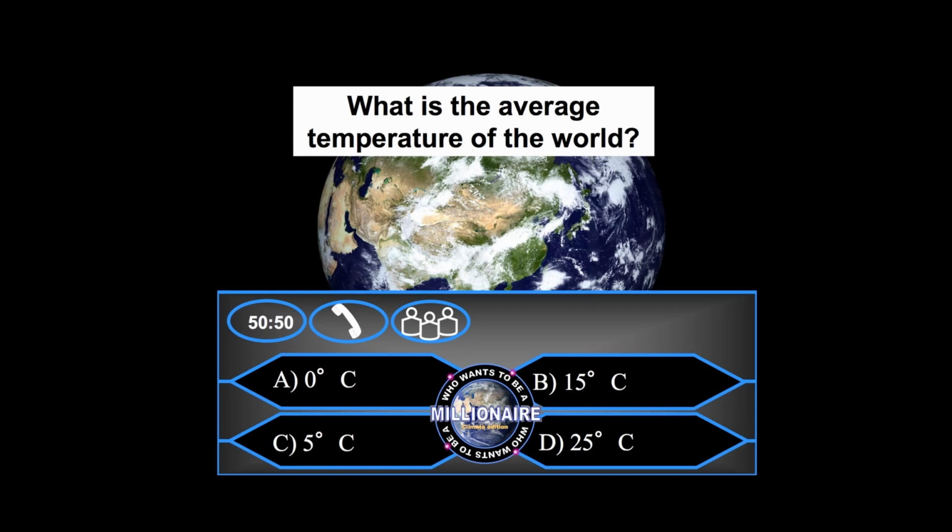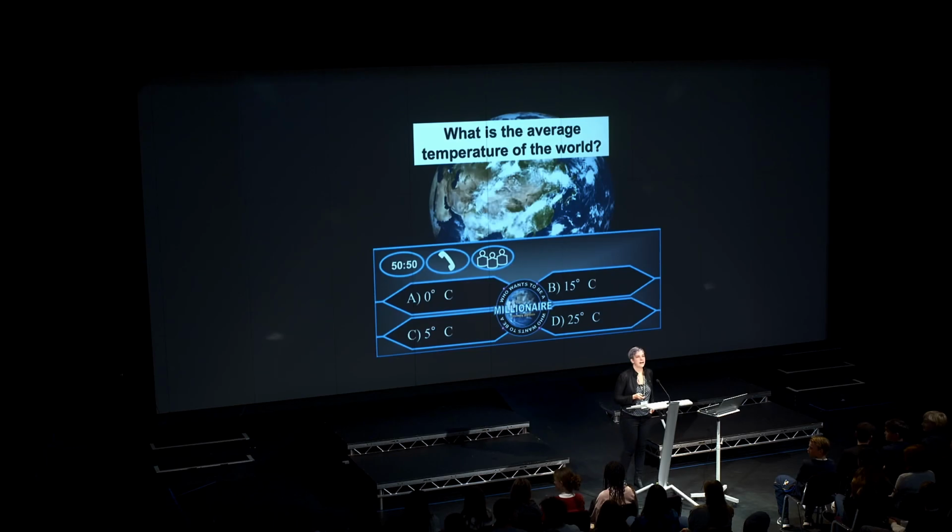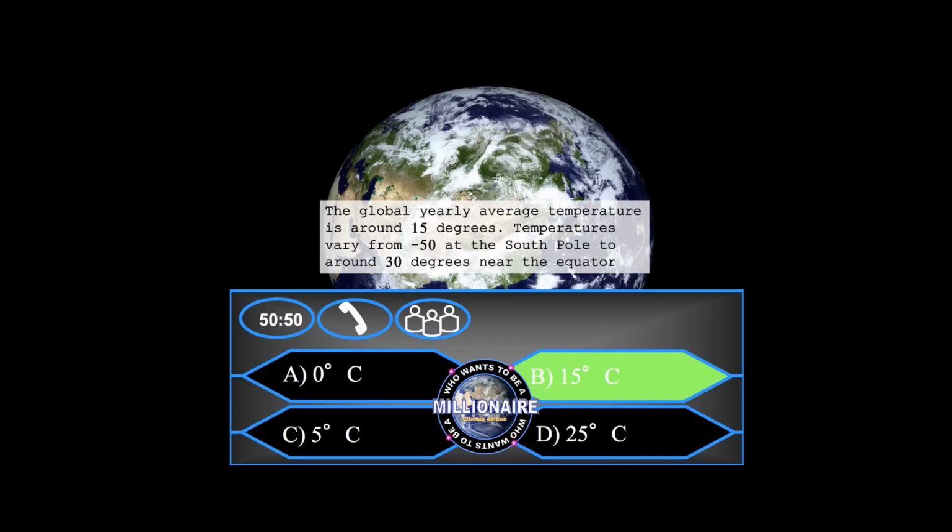So let's say hands up for A. We've got a few tentative A's. B, 15 degrees? Quite a lot of you, maybe half, I think. C, 5 degrees? Quite a lot of you there, and D, 25 degrees. So maybe split fairly evenly between B, C, and D. The answer is 15 degrees.